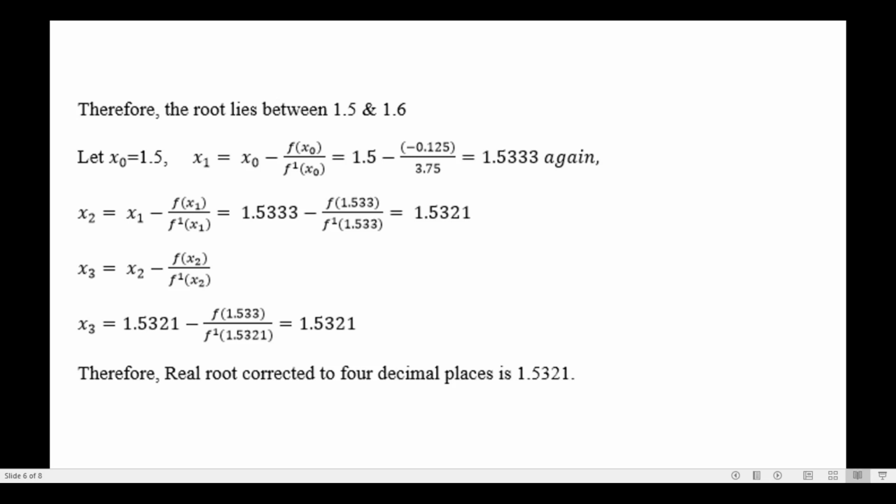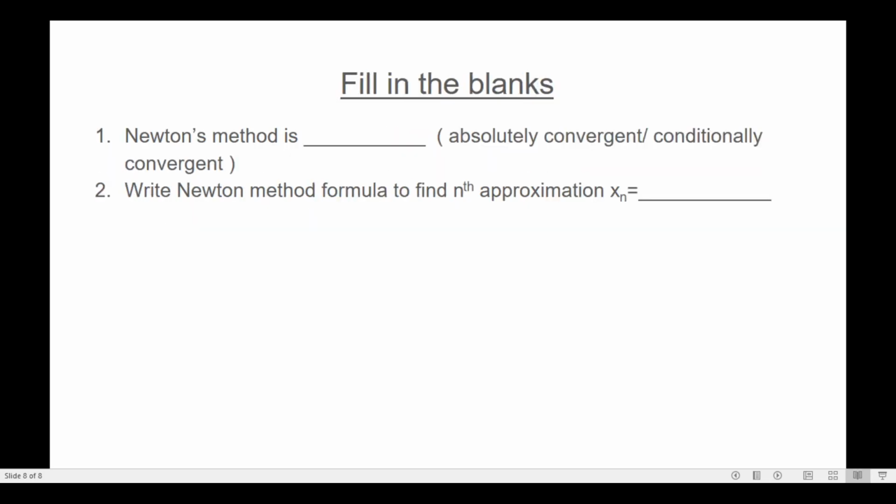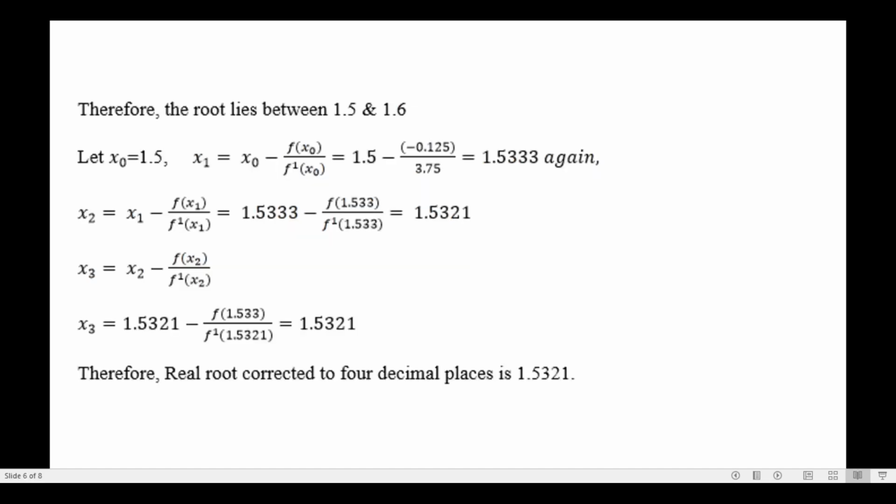Almost x2 and x3 are very close. So we can stop and we can say the real root corrected to 4 decimals is 1.5321. Like that, we can find the real root of the given equation by using Newton-Raphson method.